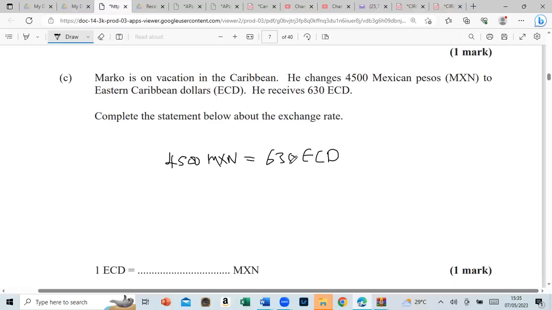So now they want to find out what is one ECD in Mexican pesos. We can just drop this over one. So this will be 4.5 divided by 6.30. So that means one Eastern Caribbean dollar works out to 7.1.